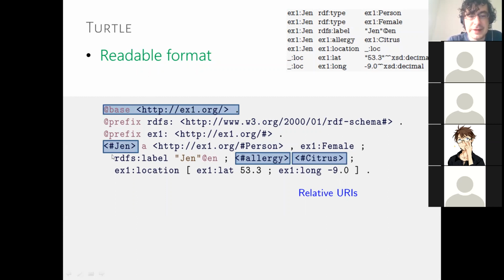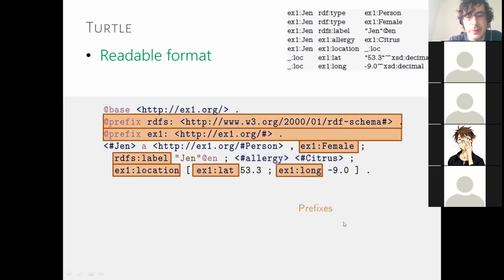So we can have, this would end up being gen. So this would be ex1.org/#gen, right? So first thing, we can have prefixes, which we've seen before. So we can define a prefix for RDFS or EX1, and then we can use those prefixes in this way.